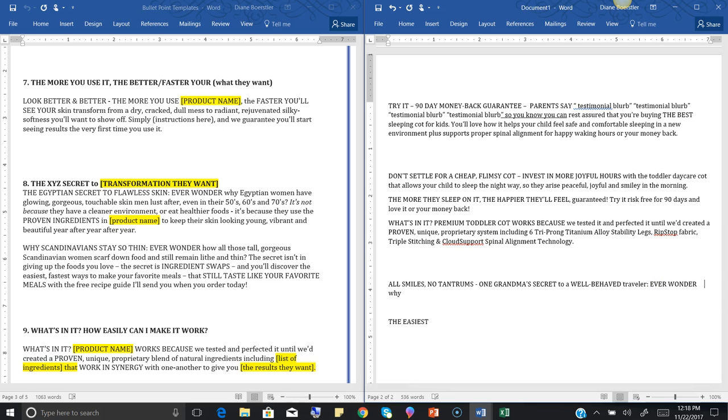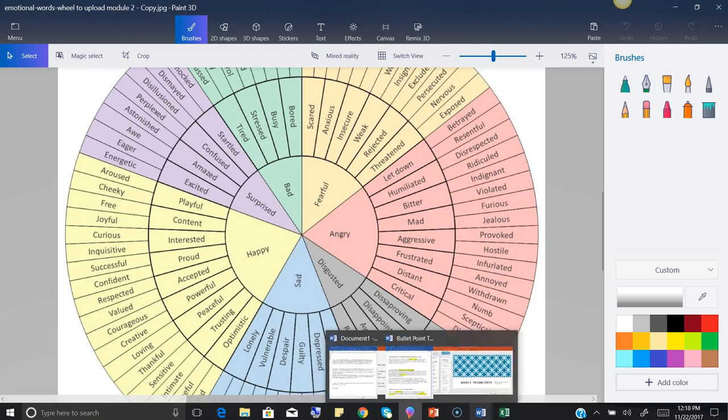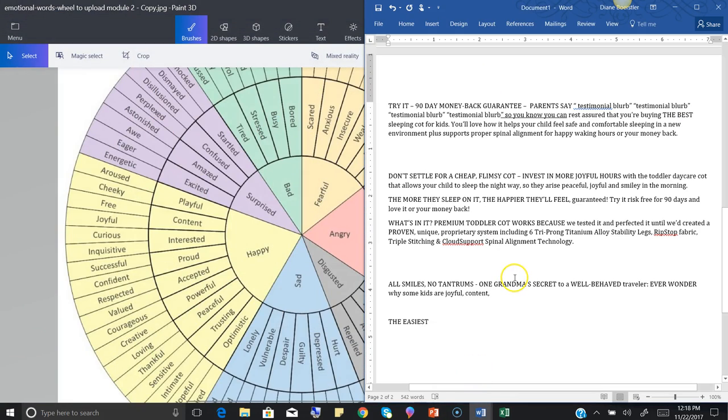Ever wonder why some kids are joyful, content. Let's go back to our word wheel again. Look at here. Joyful, content. Let's see here. So confident, respected, value, creative, loving. Let's use loving. Parents feel very unloved a lot of times when their kids scream. And so ever wonder why some kids are loving, and some are just plain grumpy, right?